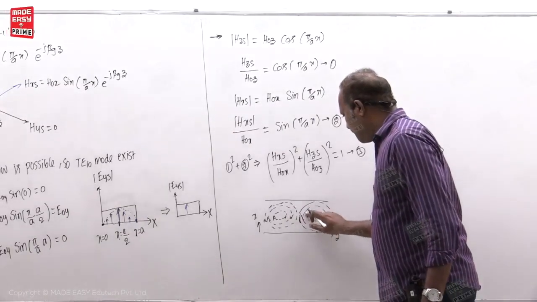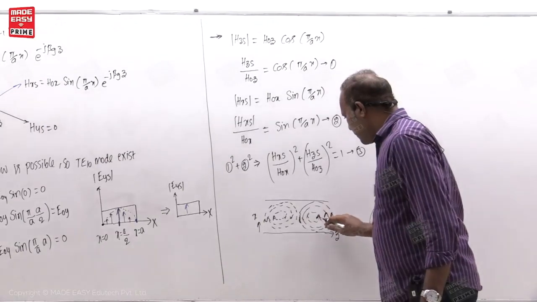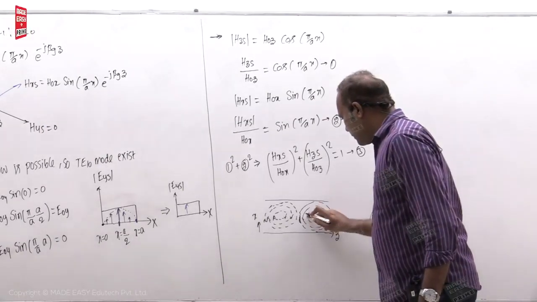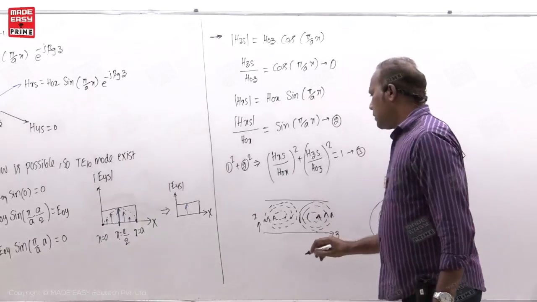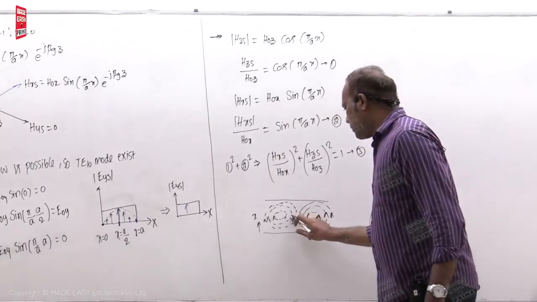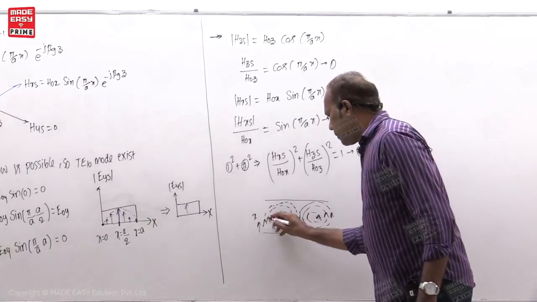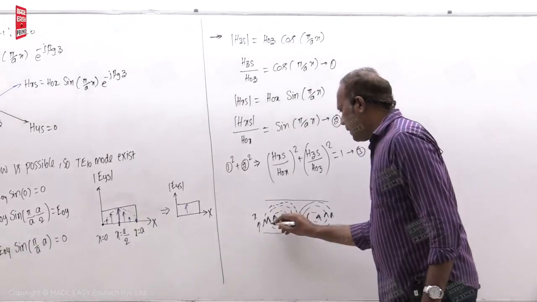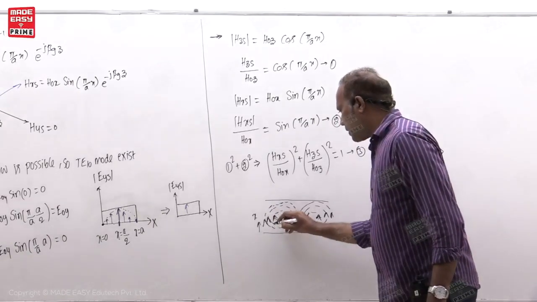Okay, like this. So here arrow marks are given, dear students, upward. Three field lines, three arrow marks I have given.